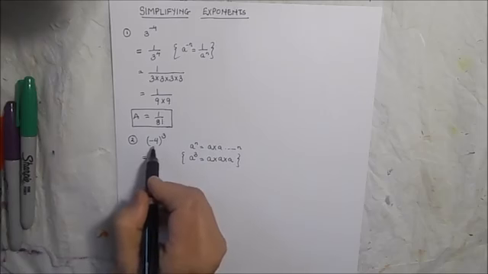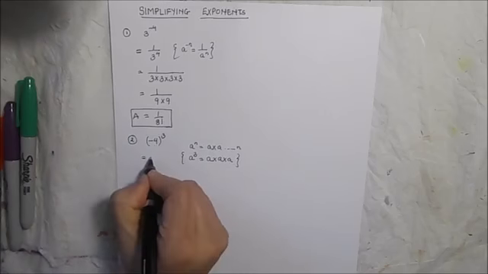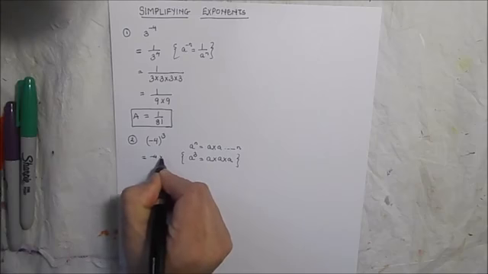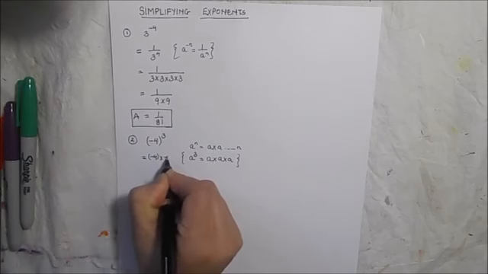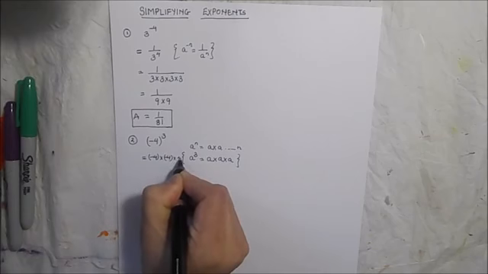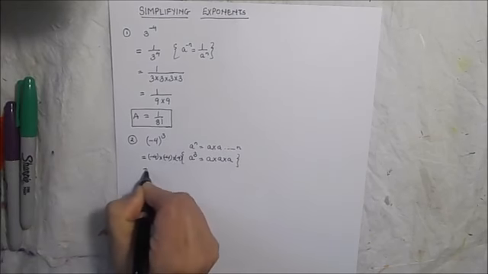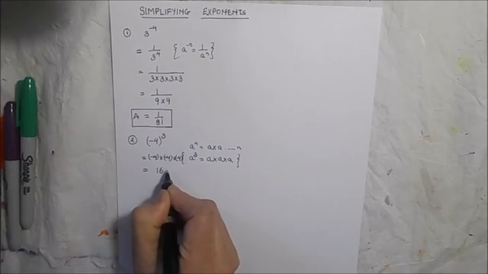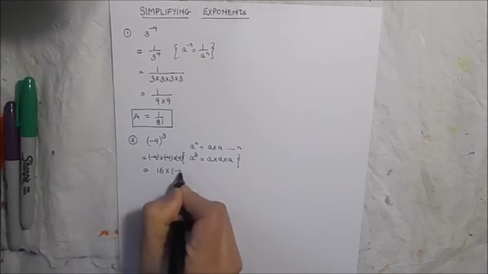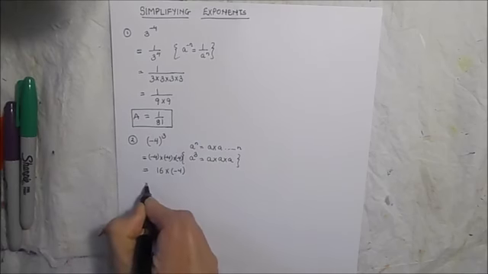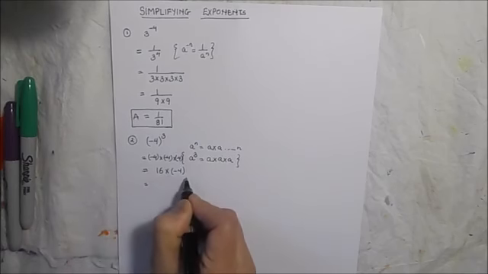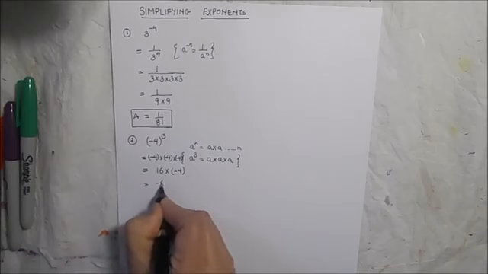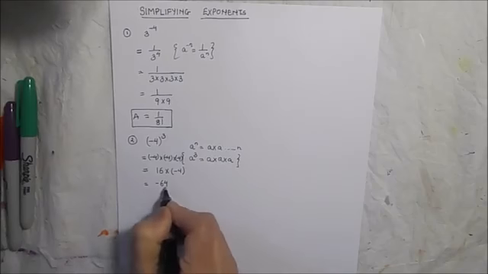So here negative 4 to the power 3 is minus 4 times minus 4 times minus 4. So this negative 4 times negative 4 will give us 16, because negative times negative is positive, times negative 4. Now 16 times negative 4 is negative 64. So this is our final answer.